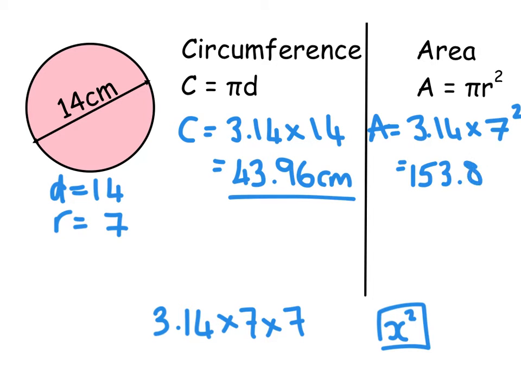153.86. And if you're super clever and super keen, instead of just using the x squared button, you know 7 squared is 49. You could just type in 3.14 times 49. When it comes to calculating, that might be quicker. Now, area always has squared at the end, so this is square centimetres for our units.